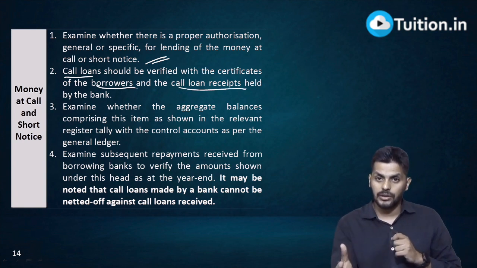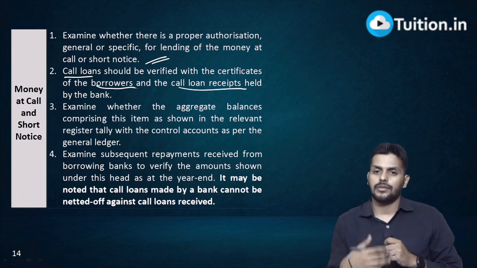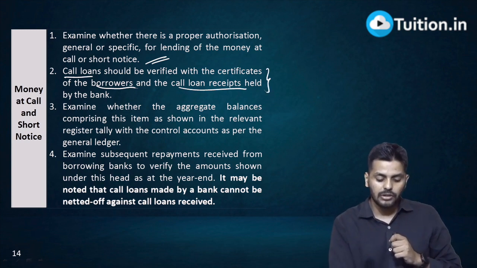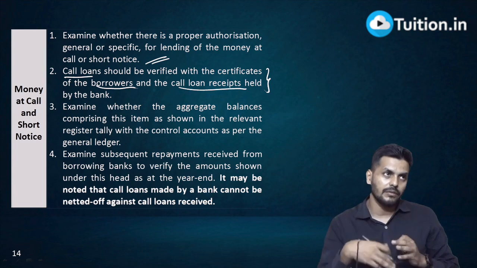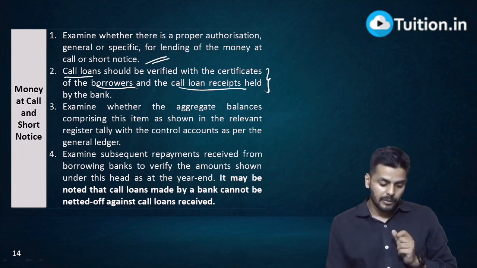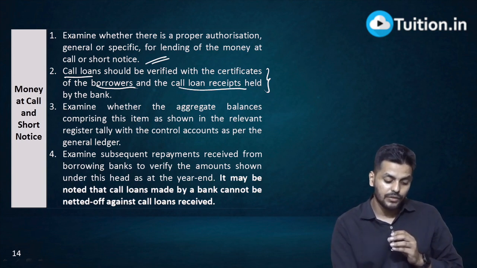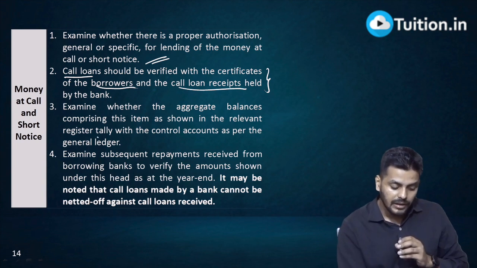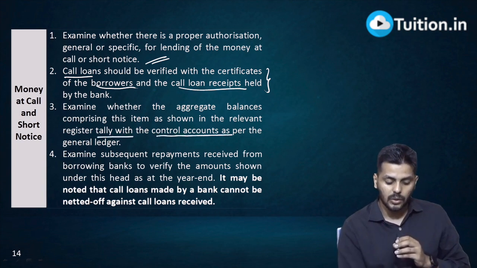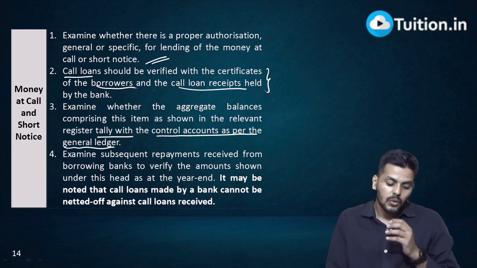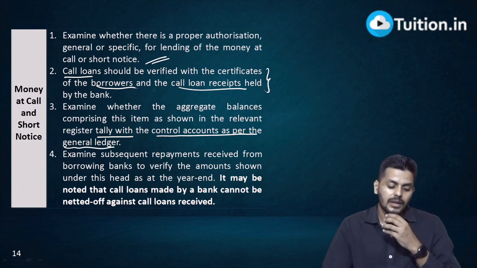So you have given a loan which is repayable at call. Basically, you have to make sure that you show the certificate to the auditor saying that we have given so many loans that are repayable on call. Examine whether the aggregate balances comprising this item, as shown in the relevant register, tally with the control accounts as per the general ledger.